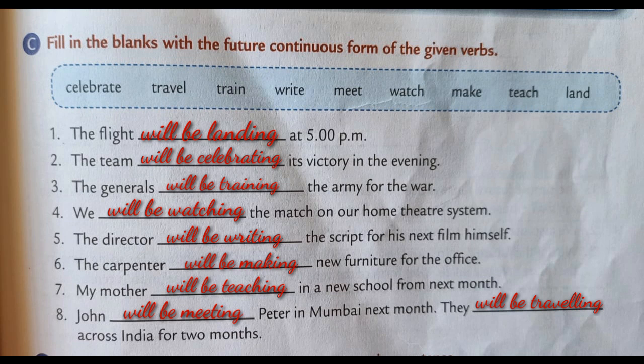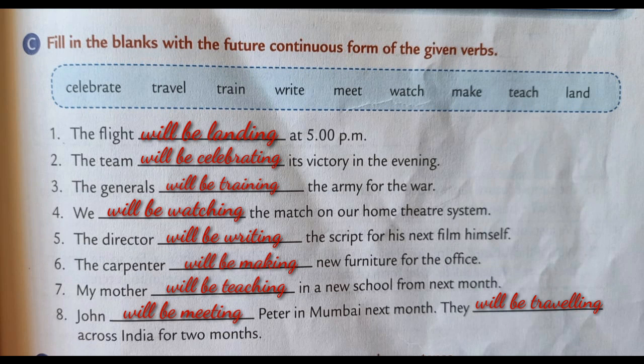Third one, the generals will be training the army for the war. Here will be plus verb train plus ing. The answer is will be training. Fourth one, we will be watching the match on our home theater system. Here will be watching. Will be plus verb watch plus ing.